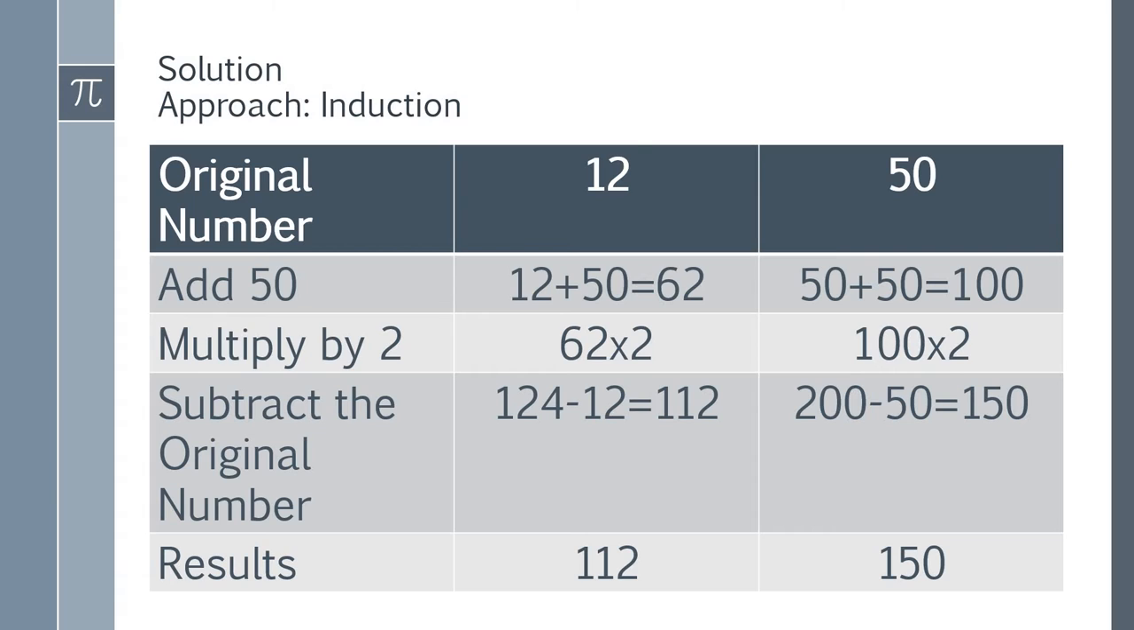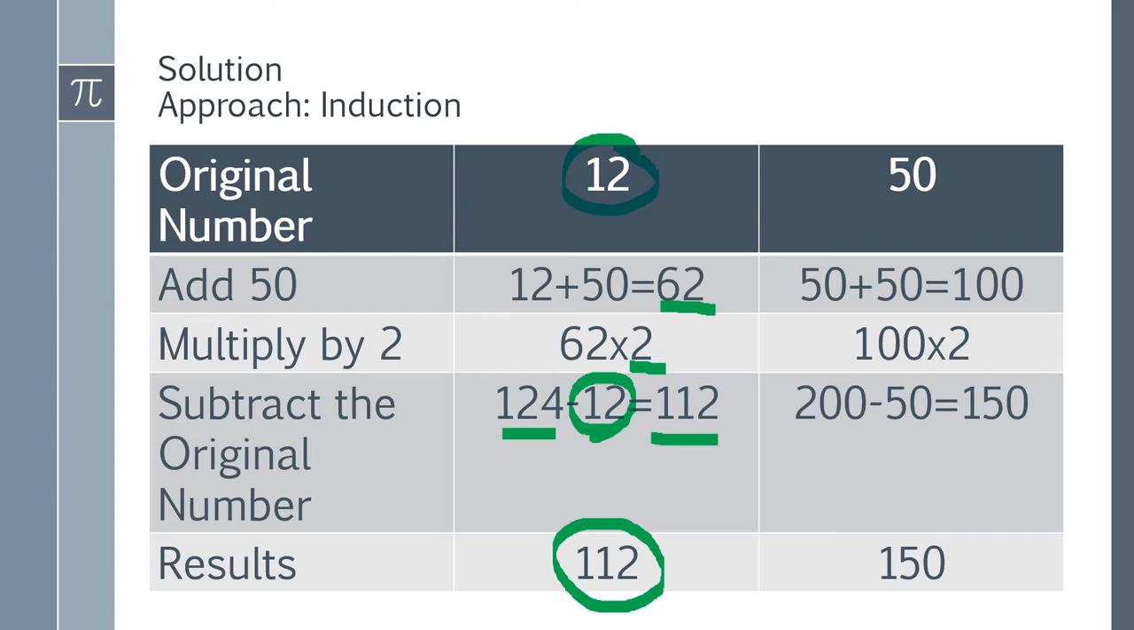For our first number, we have 12. So we picked 12, and then we add 50, 12 and 50. That gives us 62. And then we multiply by 2. That gives us 124. Subtracting the original 12, that gives us 112. So the result is 112.